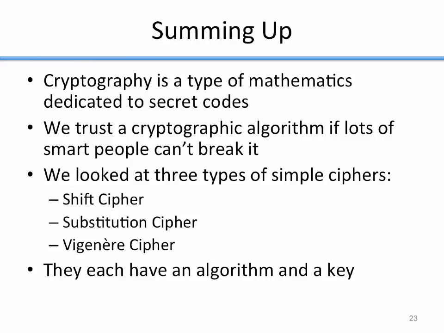So summing up, what did we talk about today? First, cryptography is a type of mathematics that's dedicated to secret code. We trust a cryptographic algorithm if lots of smart people can't break it. That's potentially a flawed way to approach things, but it's the only way we have. We looked at three types of simple ciphers: a shift cipher, a substitution cipher, and a Vigenère cipher. The one-time pad we described as a modification of the Vigenère cipher, and the Caesar cipher was a specialized version of the shift cipher. So these three are the basics that we looked at. Each of those ciphers has an algorithm and a key. The algorithm is easily known, anyone can know what it is, but the key should be a secret.